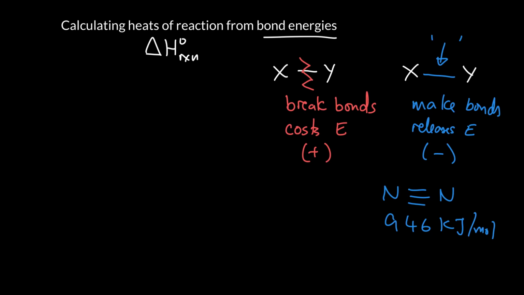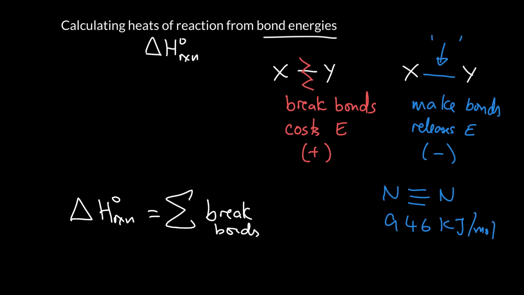So how do we use that to predict delta H of reaction? We can think of delta H of reaction as basically a two-step process. We have to break a bunch of bonds. So we imagine a reaction where we break bonds, and that puts in energy. And then as soon as we break the bonds, we can make new bonds. When we make bonds, that's going to give us a bunch of energy.